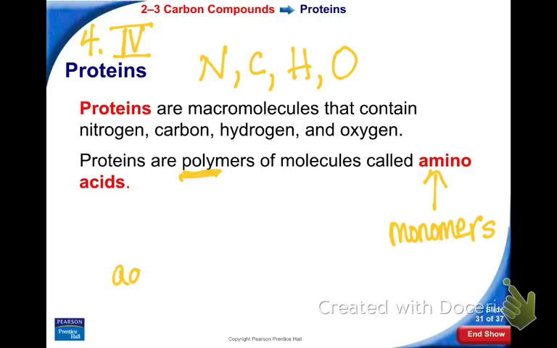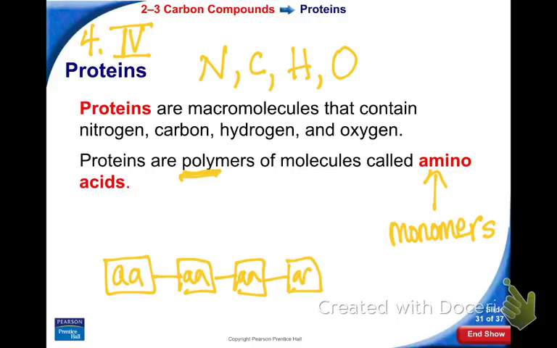Okay, so you take an amino acid and connect it to another amino acid, connect it to another amino acid, connect it to another amino acid, and these could be hundreds, if not thousands of amino acids long. This is a protein, which is a polymer.